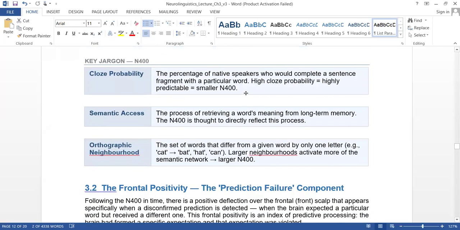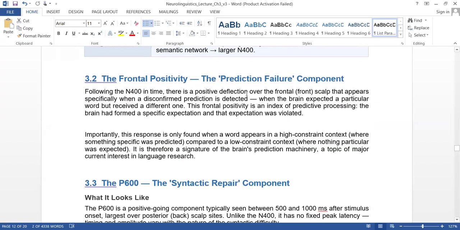Cloze probability: the percentage of native speakers who would complete a sentence fragment with a particular word. High cloze probability, highly predictable, means a smaller N400. Semantic access: the process of retrieving a word's meaning from long-term memory. The N400 is thought to directly reflect this process. Orthographic neighborhood: the set of words that differ from a given word by only one letter. Larger neighborhoods activate more of the semantic network, giving a larger N400.